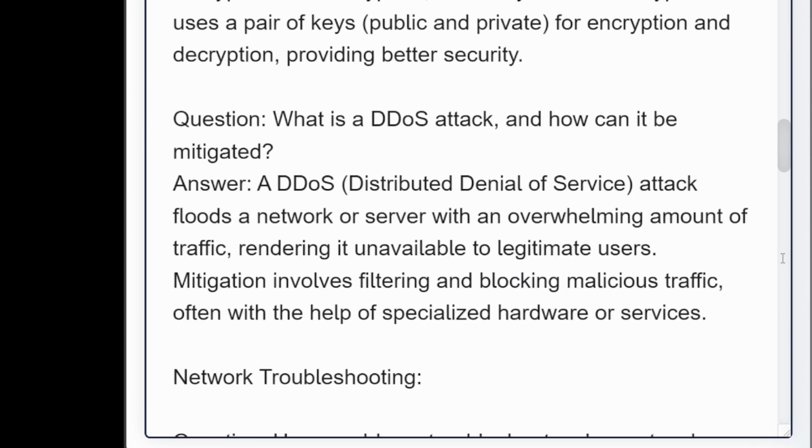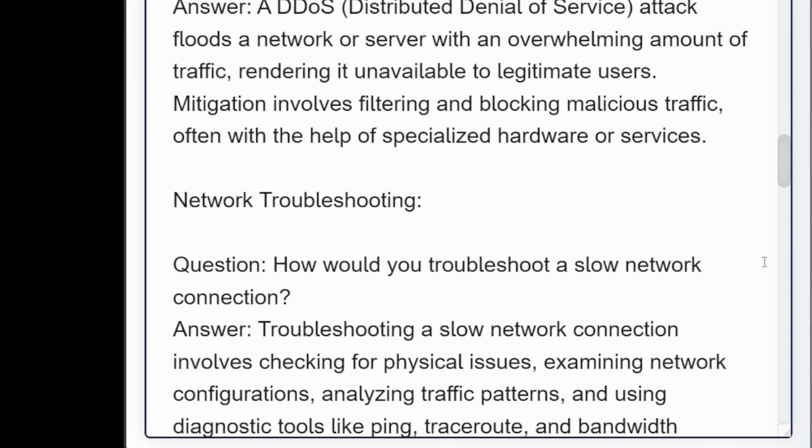Question: what is a DDoS attack and how can it be mitigated? Answer: a DDoS, distributed denial of service attack, floods a network or server with an overwhelming amount of traffic, rendering it unavailable to legitimate users. Mitigation involves filtering and blocking malicious traffic, often with the help of specialized hardware or services.